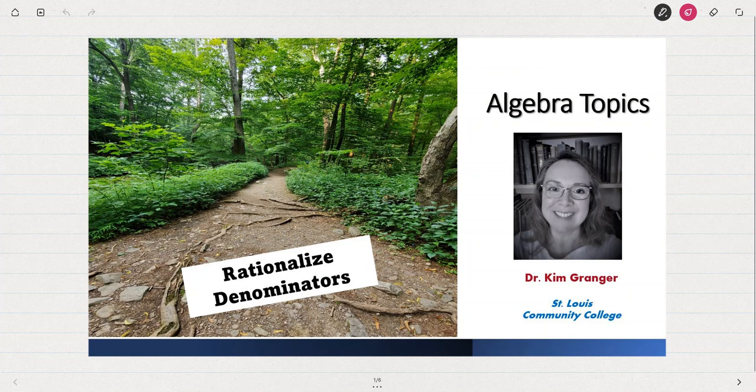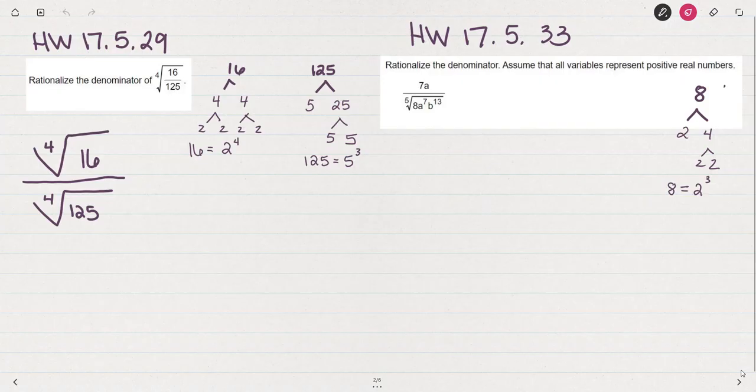In this video, I'll walk through two examples of rationalizing denominators when the radical is a root other than a square root. So we have an example of a cube root and an example of a fifth root. Here's the two examples, the fourth root of 16 over 125.